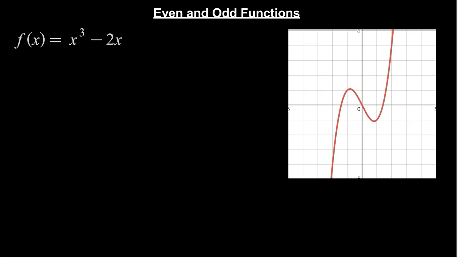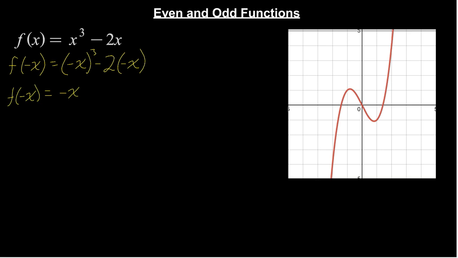This time, f of x equals x cubed minus 2x. Let's start, again, by finding f of negative x. So we're going to substitute negative x for x, so negative x quantity cubed minus 2 times negative x. Well, we know that negative x cubed is going to be negative x cubed, and negative 2 times negative x makes it positive 2x, or plus 2x.